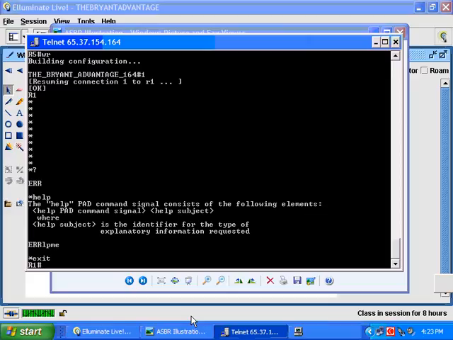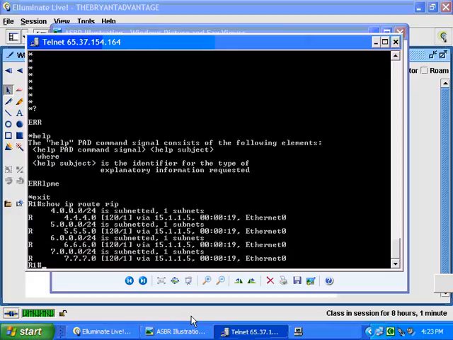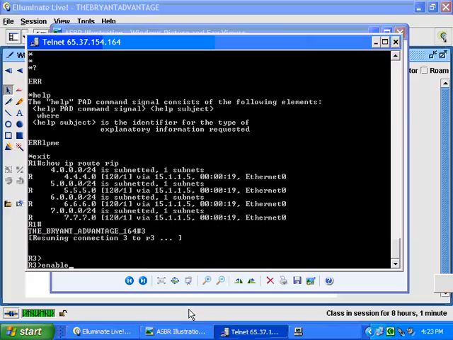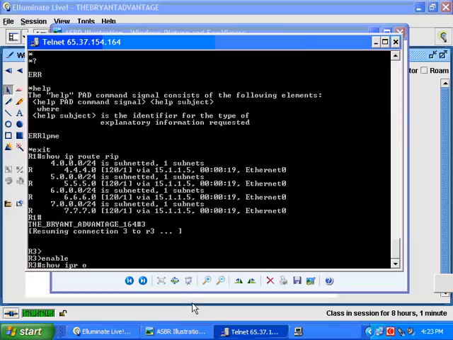So let's go to router 1. We'll run show IP route rip first off. And we see that this router by this point is seeing network 4. Let's see if our downstream routers are seeing it as well. Is router 3 seeing it in OSPF?